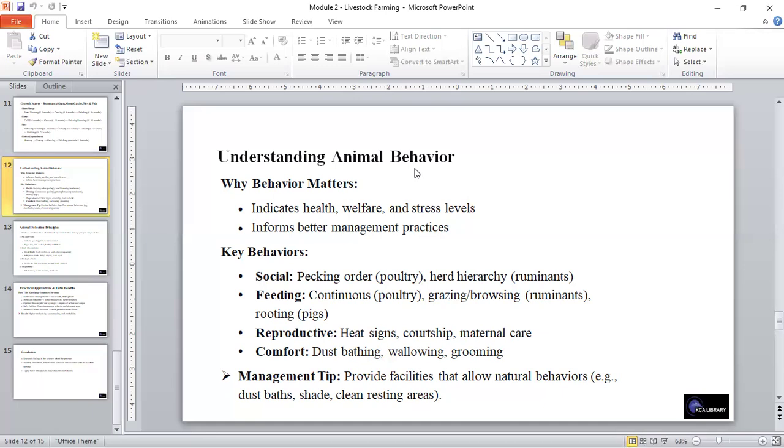For the reproductive behaviors, you watch out for the heat signs, the courtship behavior, the maternal care, how the animal cares for the young ones. These are the key behaviors to watch out for. And also comfort. How does the animal perform dust bathing, wallowing, and grooming? So you need to watch out for specific behaviors which are peculiar to each animal. The management tip is that you provide facilities that allow natural behavior to help in monitoring the animal behavior.